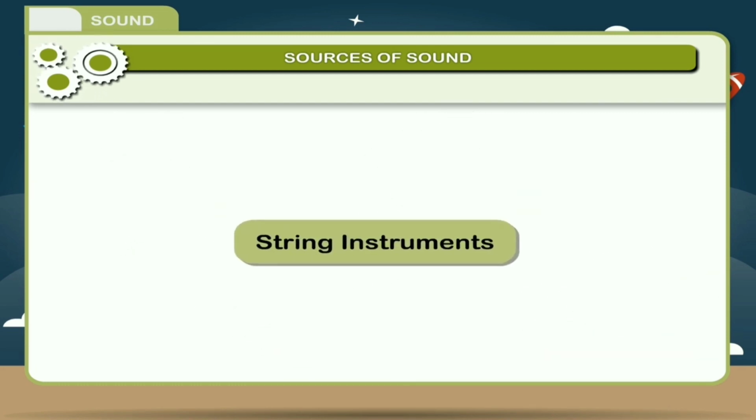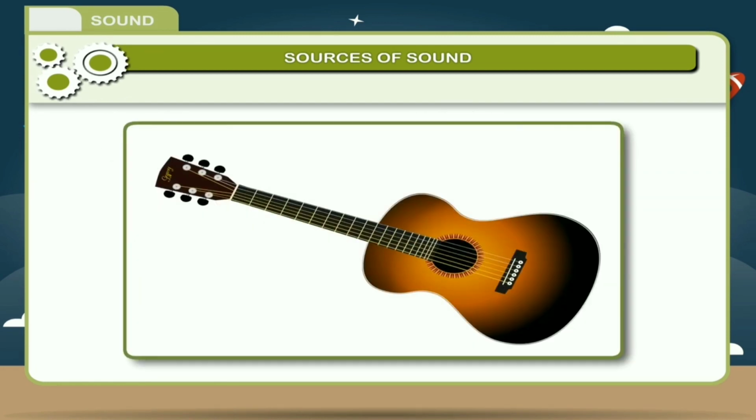First, stringed instruments. They have 2 parts. One part is the wire, which when plucked vibrates and produces sound. The other part is the hollow box in which an air column also vibrates with the wire to enhance the sound. You can see the figure.